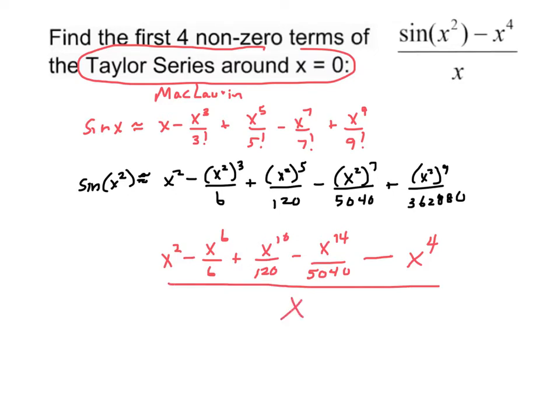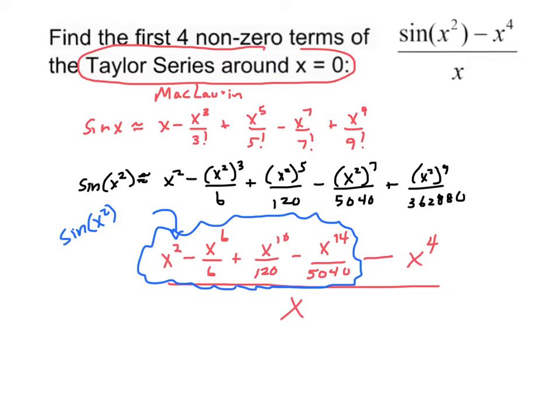So take a look at what I've done here. I've basically done a substitution. I've said, well, I don't necessarily know what the sine of x squared is, but I know that it's approximately this thing in blue right here. So I just substituted in place, and then I subtracted x to the 4th and divided by x.